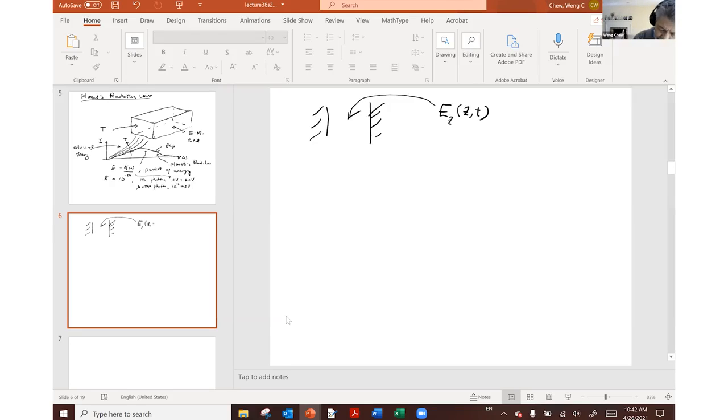Then the cavity would have something like E0(t) sine KL Z, for instance. It will have a solution something like this. And then that would be a cavity mode.